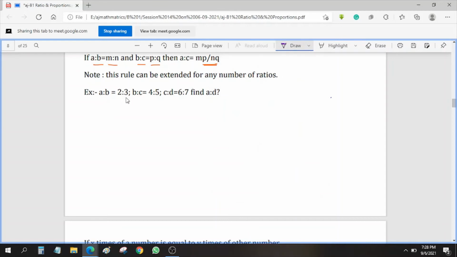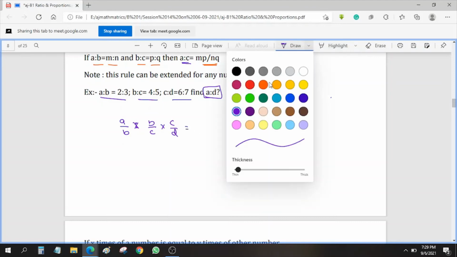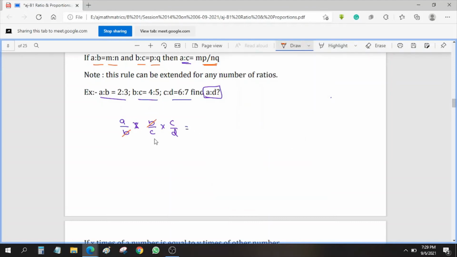So a is to b, 2 is to 3 is given, b is to c, 4 is to 5 is given, c is to d, 6 is to 7 is given. So here we have three ratios: a is to b, b is to c and c is to d. We can write like this: a by b, and what we are going to find, be clear about the question statement, a by d. So a by b into b by c into c by d. If you observe this, you can directly find a by d. b gets cancelled, c gets cancelled, so we are left with a by d.